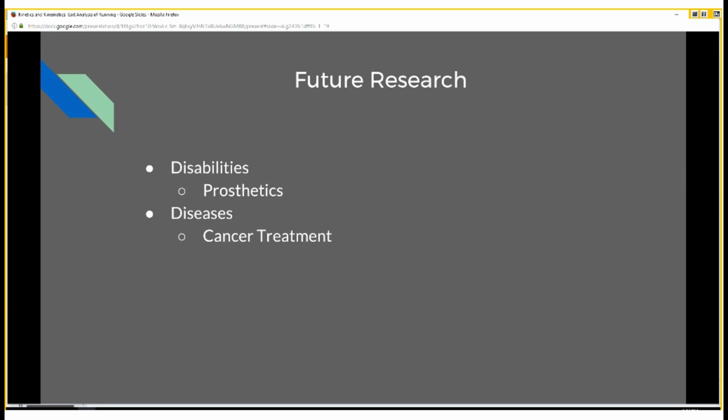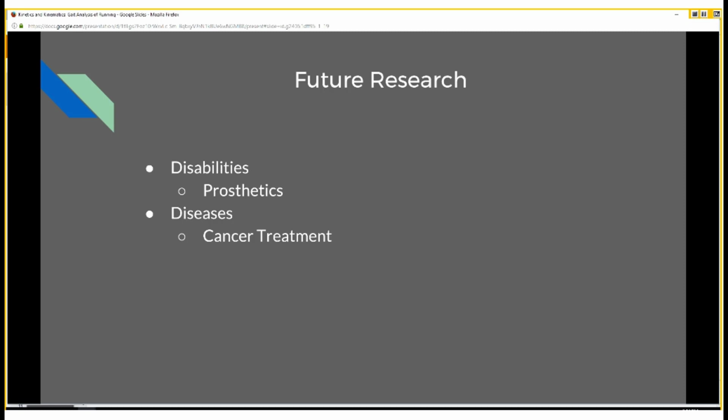Okay, so for future research, like I said earlier in the presentation, we can use gait analysis to study the gait of prosthetic patients. Like I said in the previous slide, too much ground reaction force caused by asymmetry can harm the leg. So prosthetic patients, if they have asymmetry in their legs, which they probably will because a prosthetic is quite different than an actual leg. So by studying their gait, we can help improve prosthetics.